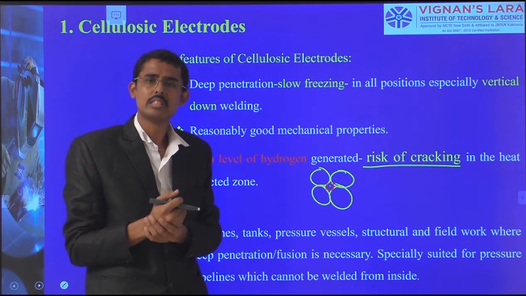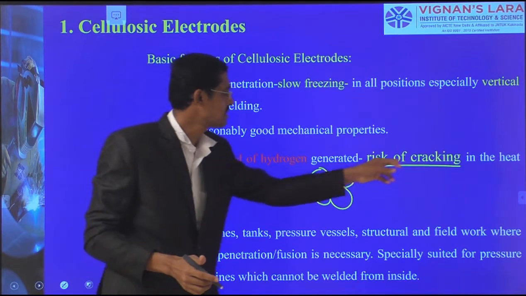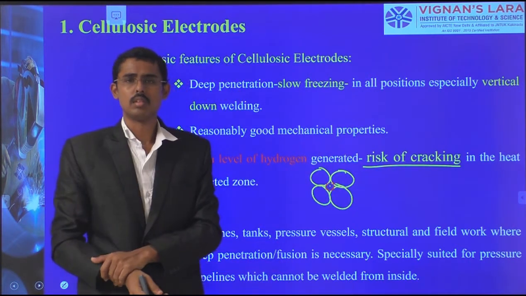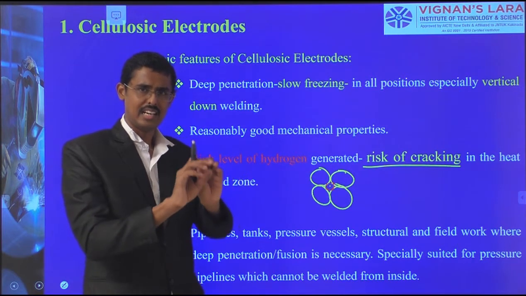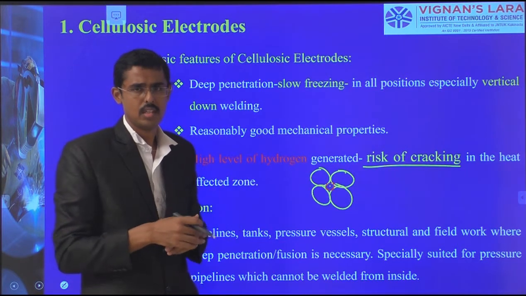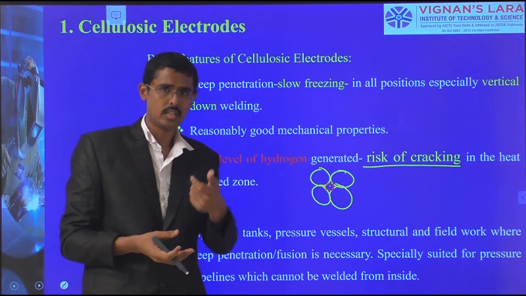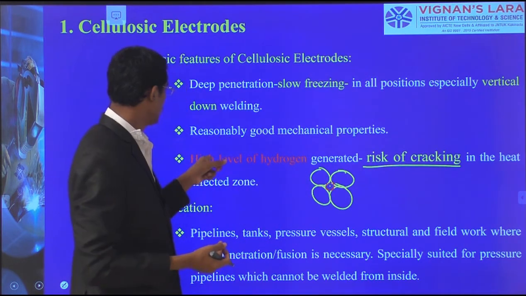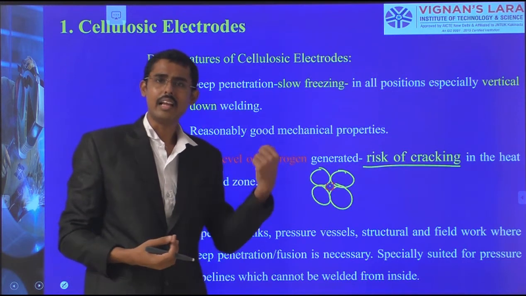Therefore, it creates the risk of cracking. It gives pressure over all the nearby atoms. Therefore, stress is created and crack propagation is possible. It is named hydrogen embrittlement. So to avoid this, what should we do? We should reduce the hydrogen level in the electrode.